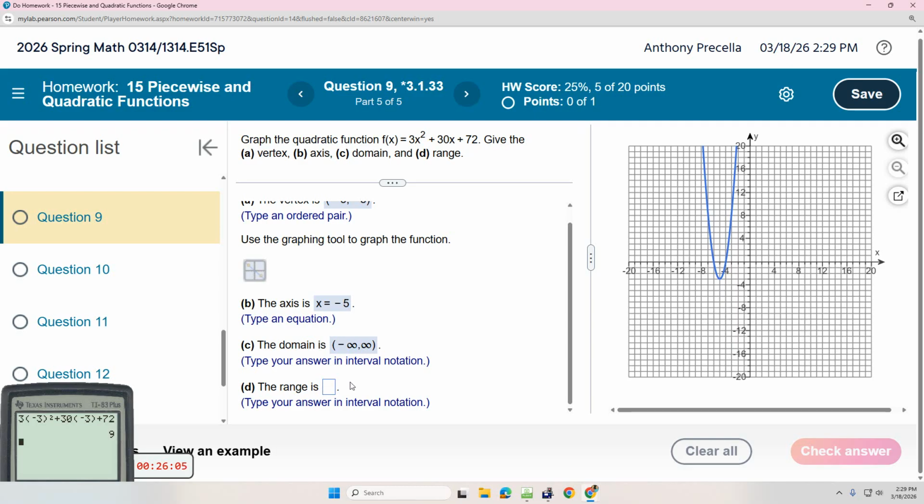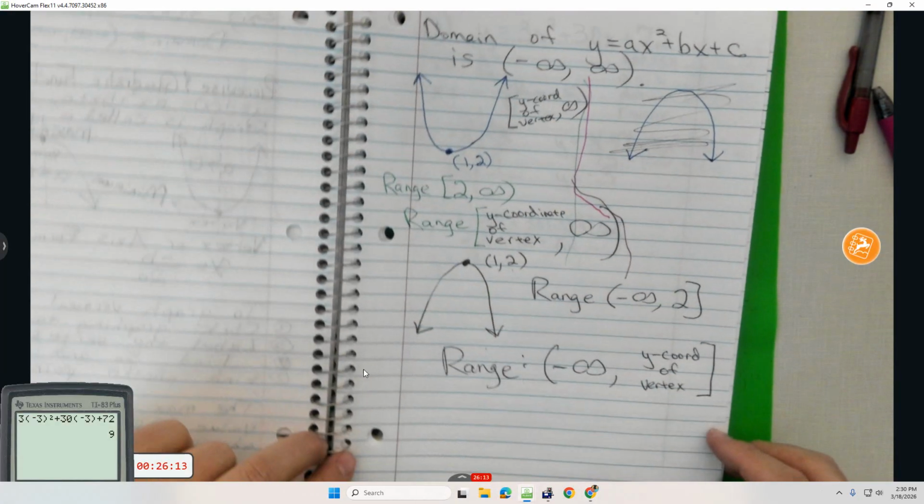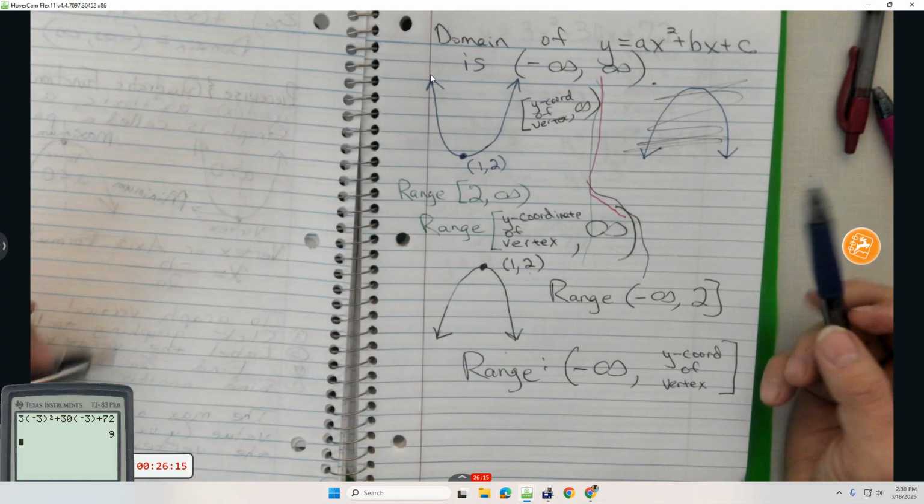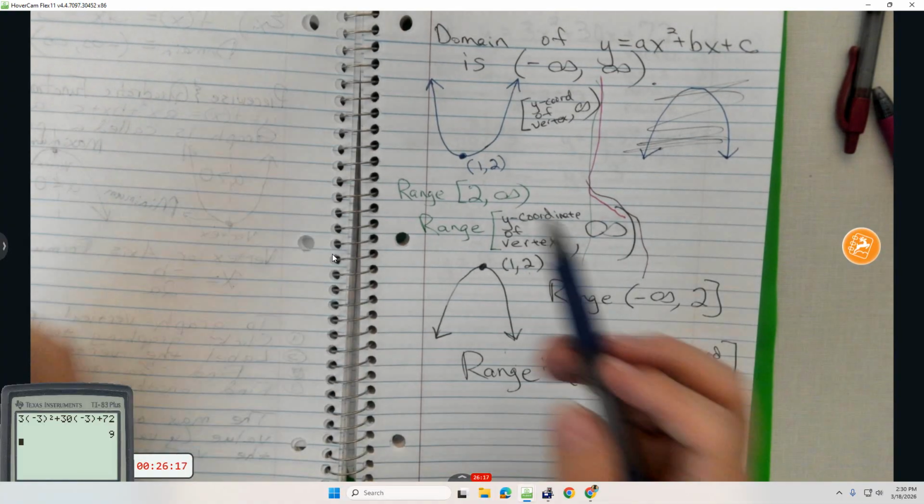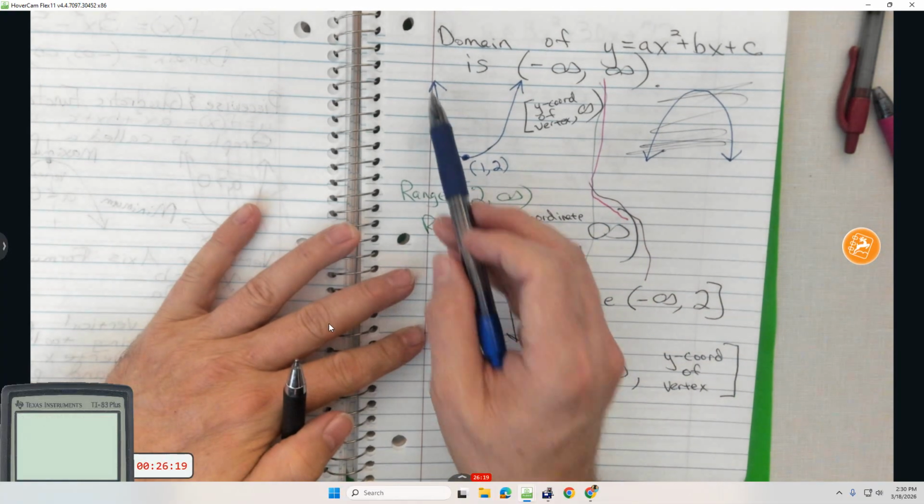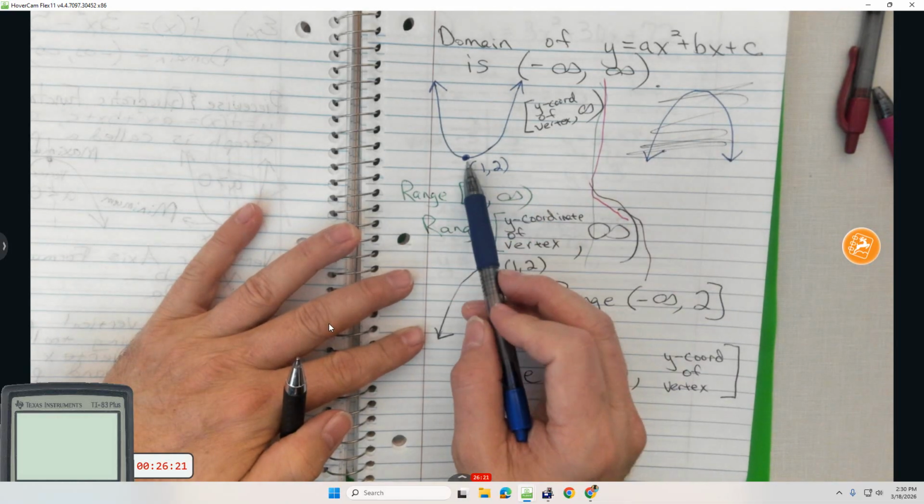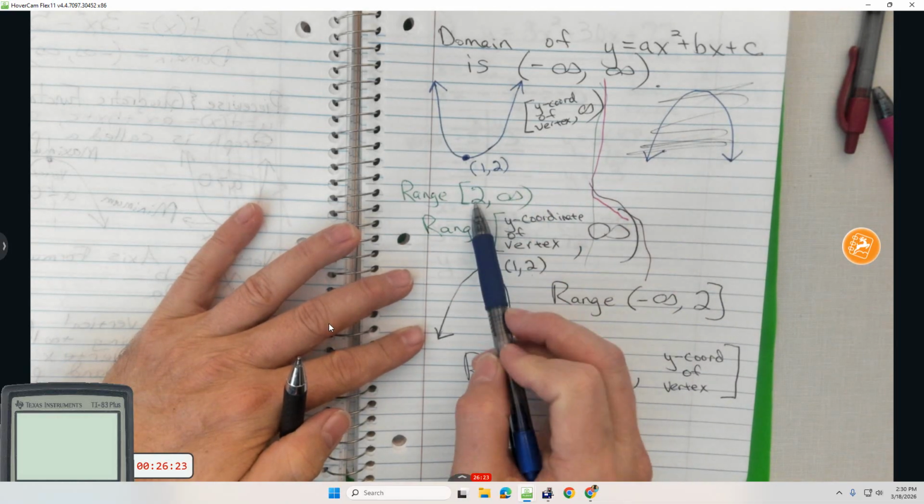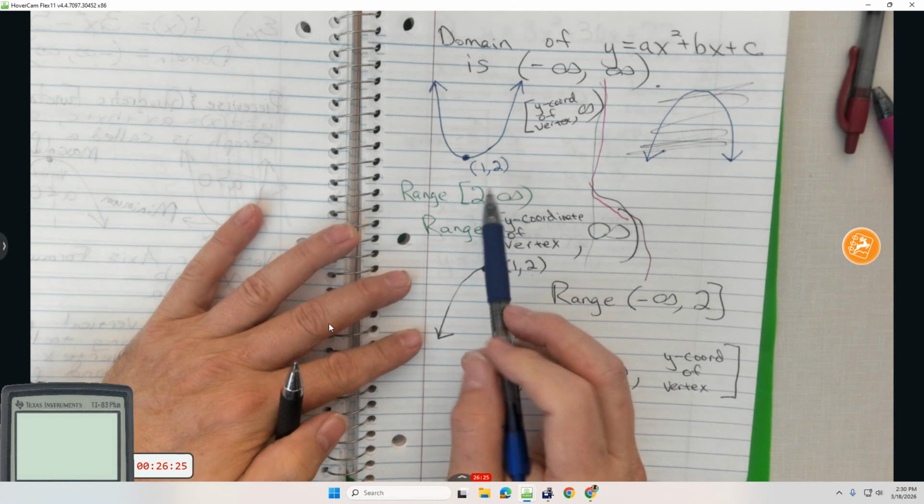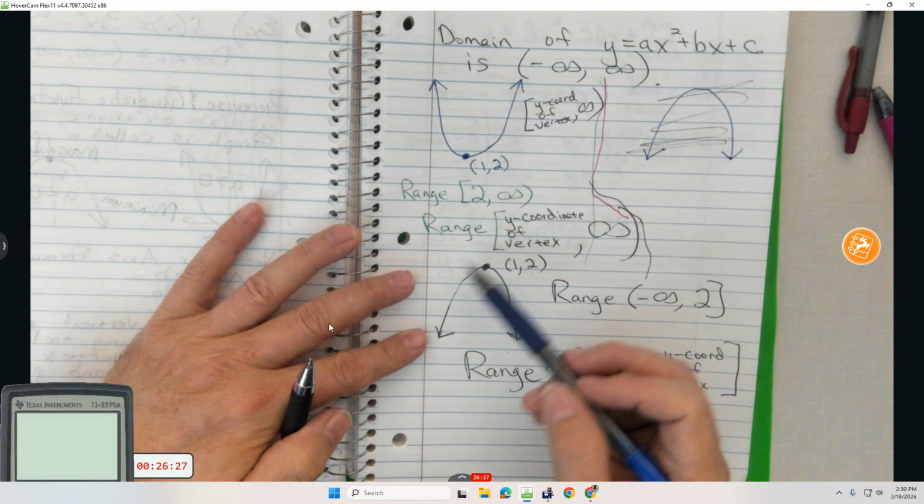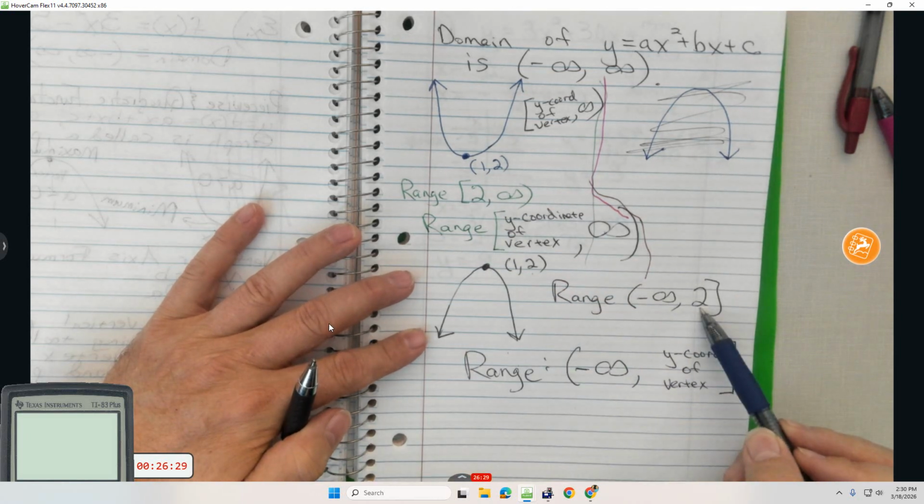Now, here's the range. Let's go back and look at my little cheat sheet I made for y'all with regard to ranges. The range is the thing that people always seem to have trouble with. If it's opening upward, that y coordinate is a minimum. If it's opening downward, it's a maximum.